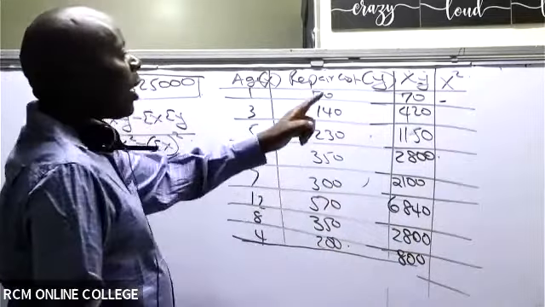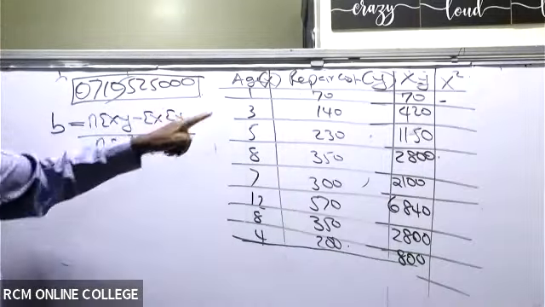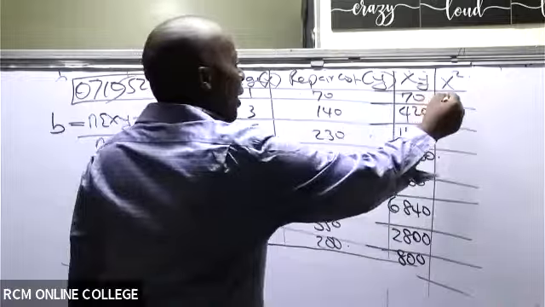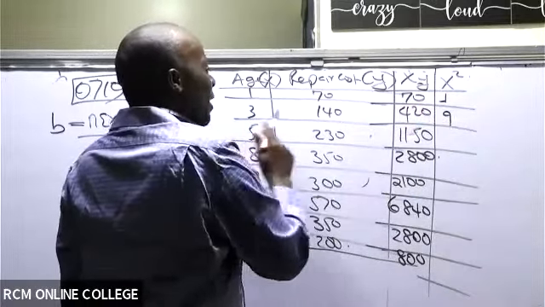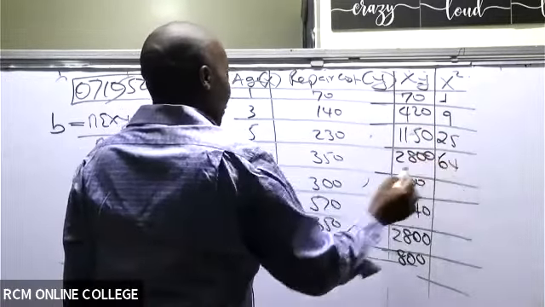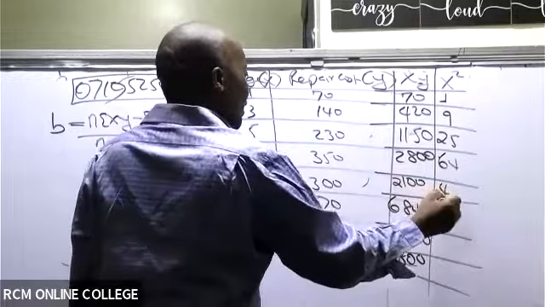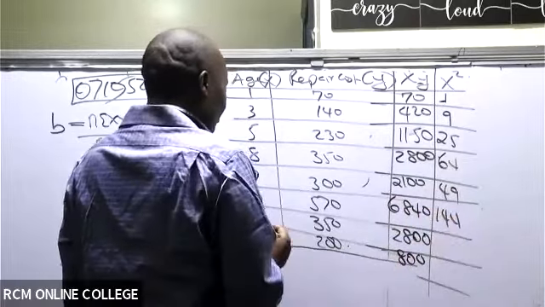How about the column of x squared? So you simply use your calculator there. So 1 squared gives me 1. 3 squared gives me 9. 5 squared gives me 25. 8 squared gives me 64. 7 squared gives me 49. 12 squared gives me 144. 8 squared gives me 64. 4 squared gives me 16.